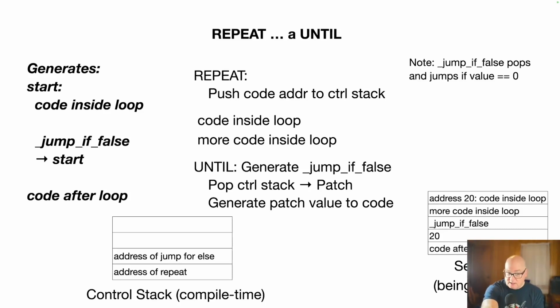Now, notice the control stack on the left, it still has jump for else and address of repeat. Whatever control statements are also being compiled, we're not affecting those.